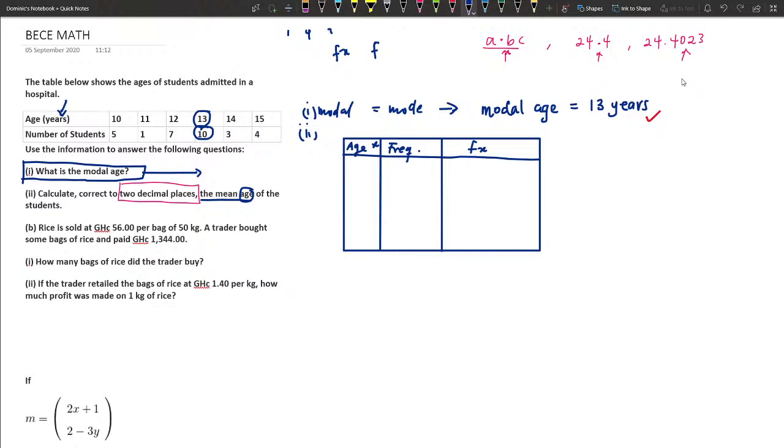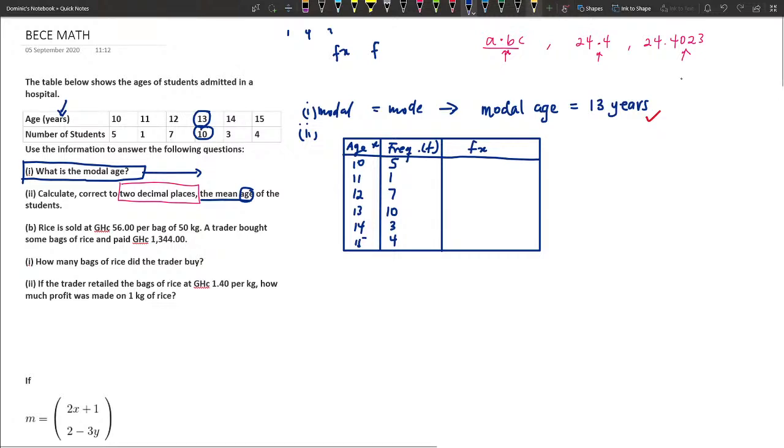The age is represented by x, the frequency is represented by f. Then we have our age to be 10, 11, 12, 13, 14, 15. I know some of you are conversant with this particular topic, but pay attention because I'll be pinpointing some things that you might have forgotten, or maybe you are not aware of. So let's pay attention. Now we have our frequency, which is the same as the number of students. So we'll have 5, 1, 7, 10, 3, 4. Having that, we need to find our fx.